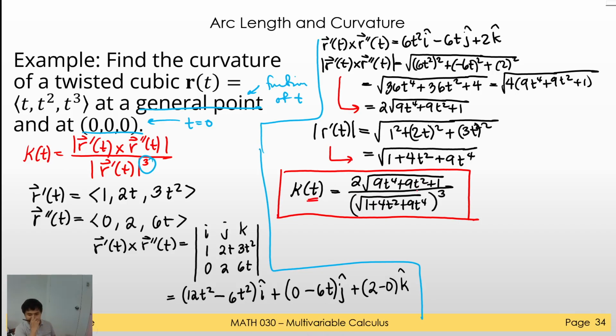Okay. Now, if we want to find the curvature at t equals 0, so kappa of 0, this is equal to, just substituting 0 here.